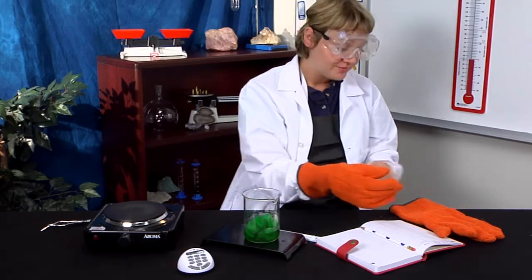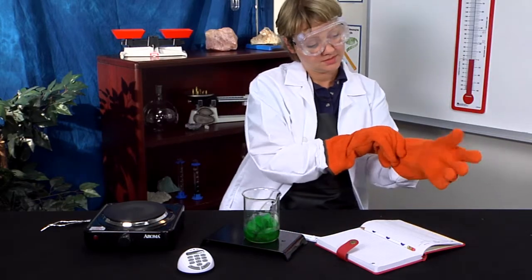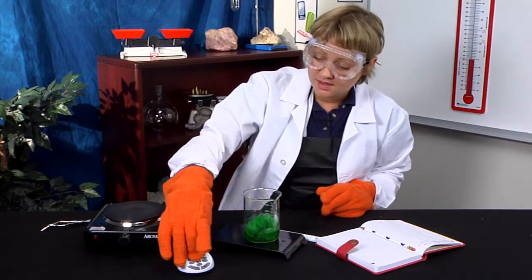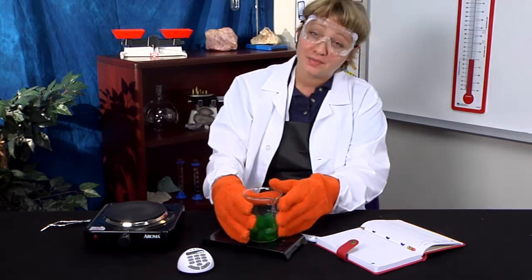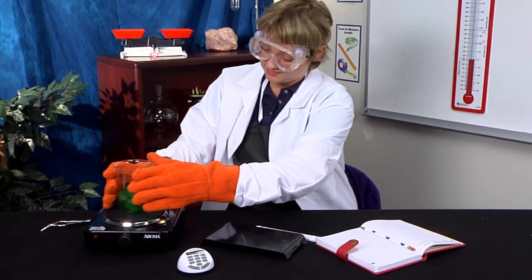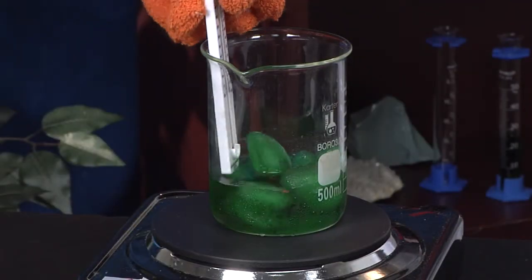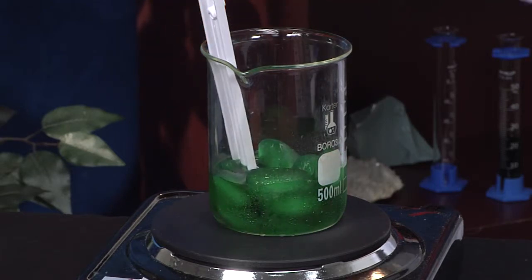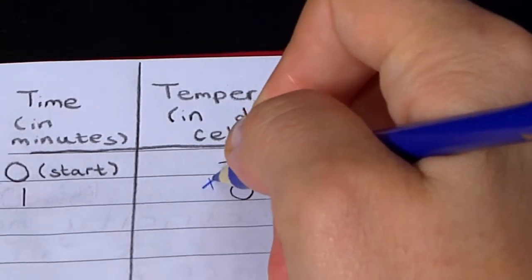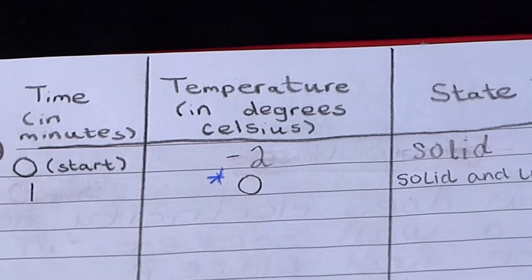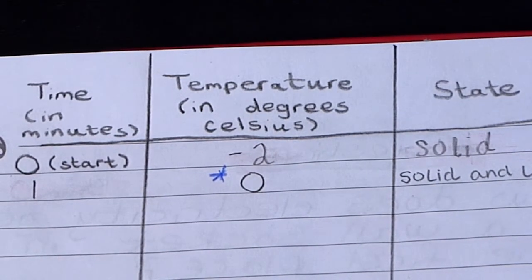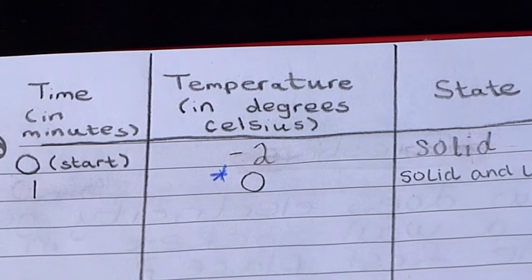We'll read the temperature every 2 minutes, unless we see a really big change in between readings. That was fast. See the ice beginning to melt? Let's check the temperature now. I'm going to put a star here because 0 degrees Celsius is the melting point of water. That's an important number to remember for melting and freezing points.